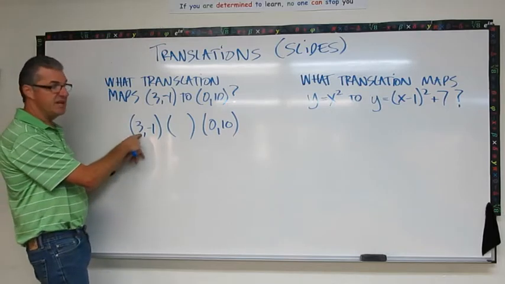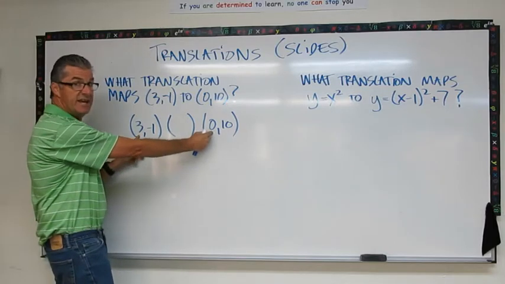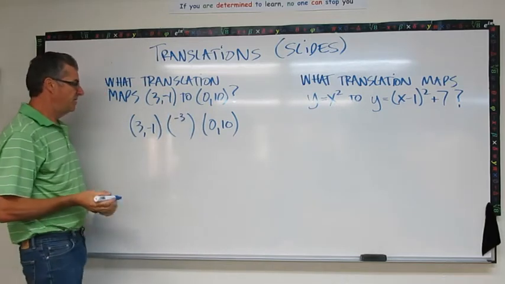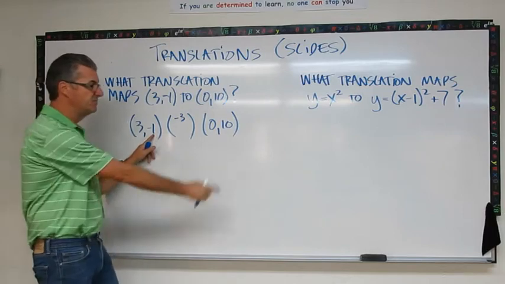What do I need to do to the x term to get to the translated x term? I'm at 3, I'm going to 0, so that's minus 3. What do I need to do to get from the y term to the new y term?